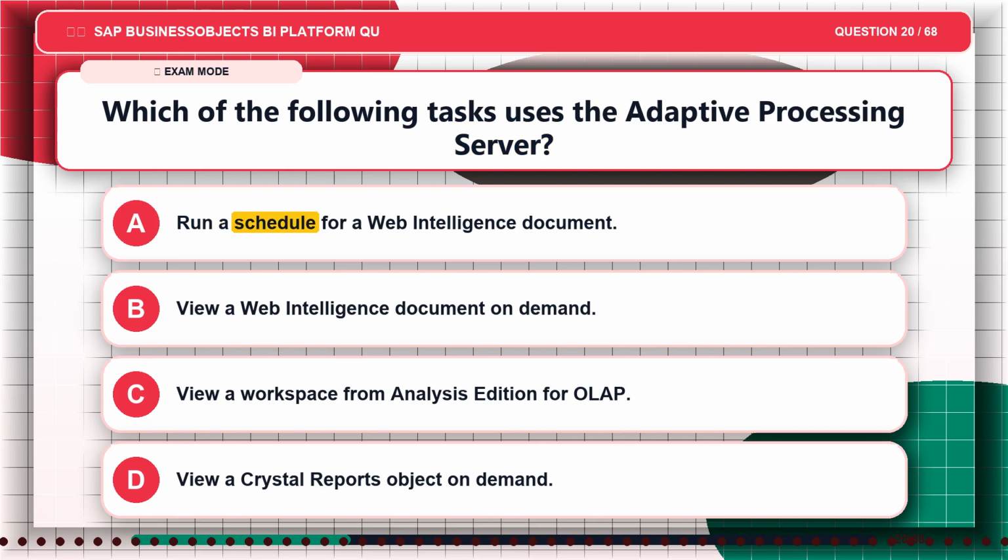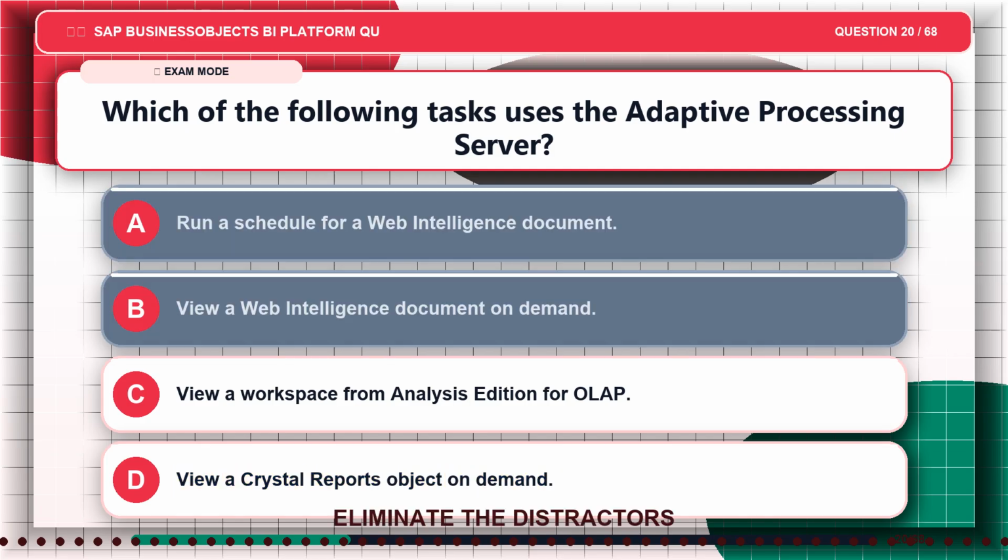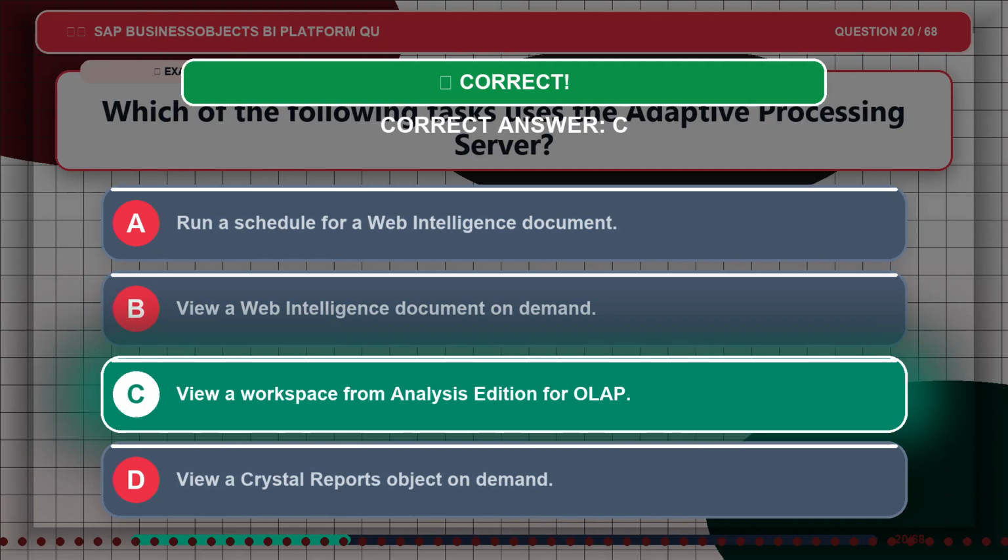Option A, run a schedule for a web intelligence document. Option B, view a web intelligence document on demand. Option C, view a workspace from Analysis Edition for OLAP. Option D, view a Crystal Reports object on demand. The correct answer is option C, view a workspace from Analysis Edition for OLAP.